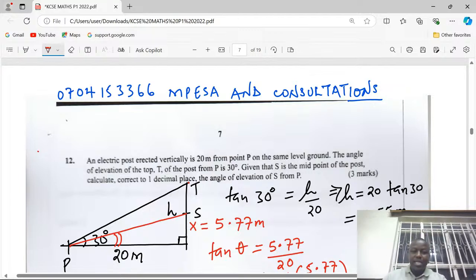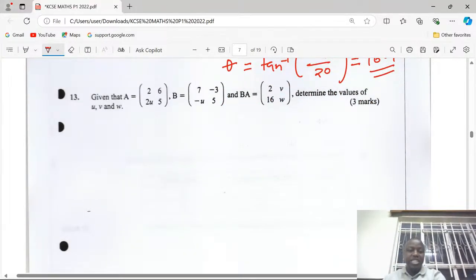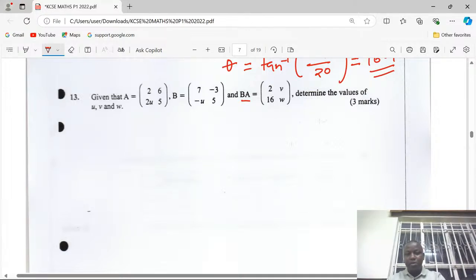Remember, S is the midpoint of the flag post. Number 13. Given that A equals, these are matrices. So matrix A equals 2, 6, 2u, 5. B equals 7, negative 3, negative u, 5. And BA, which is the product of matrix B and A, equals 2, v, 16, w. Determine the values of u, v, and w.